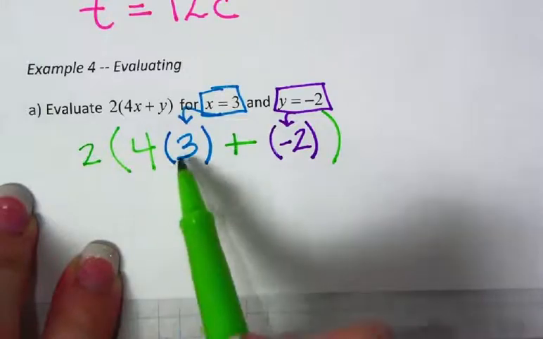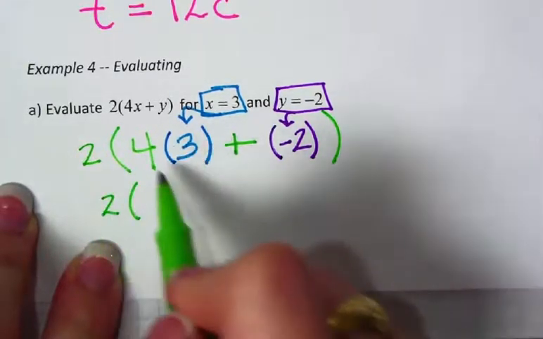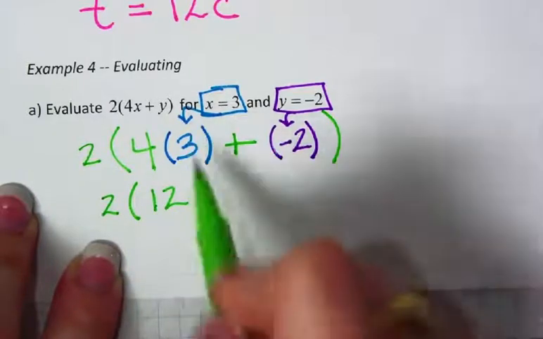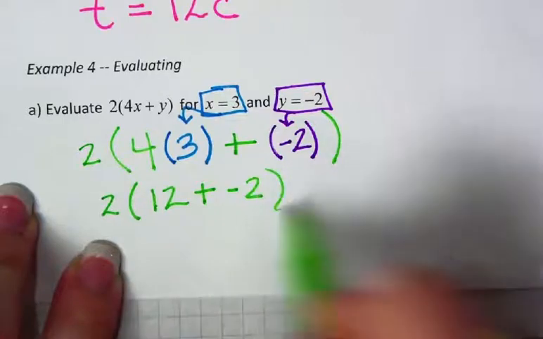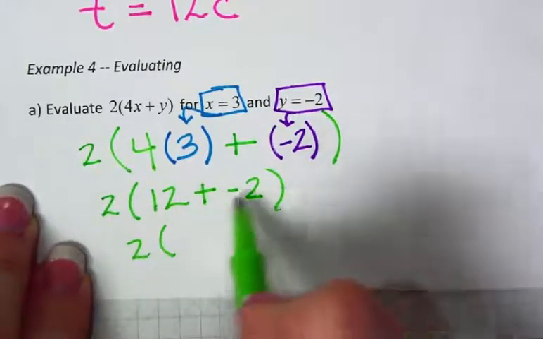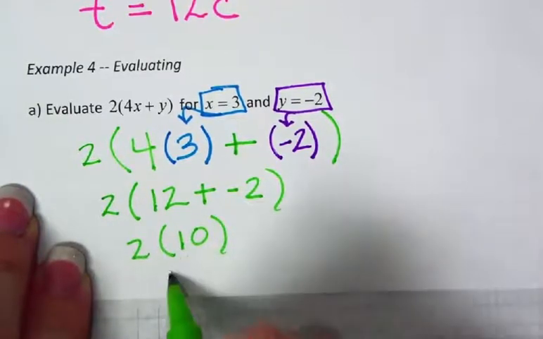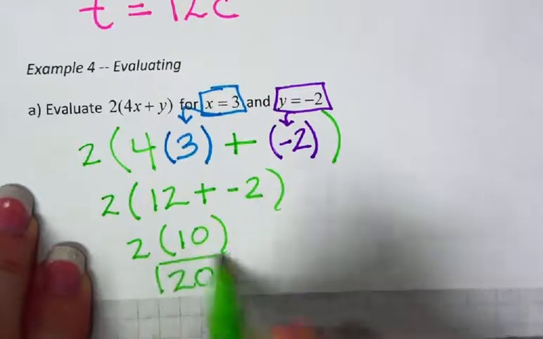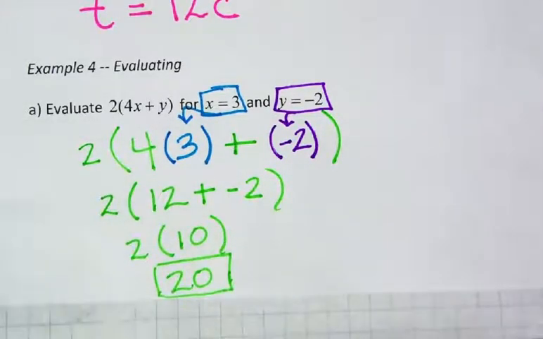So that's 4 times 3 plus -2. So that's 2 times, 4 times 3 is 12, because I'll do my multiplication inside my parentheses first. And then I've got 12 plus -2, which is 10. And then 2 times 10 is equal to 20. So again, whenever it's telling you to evaluate, it wants you to give an actual answer.